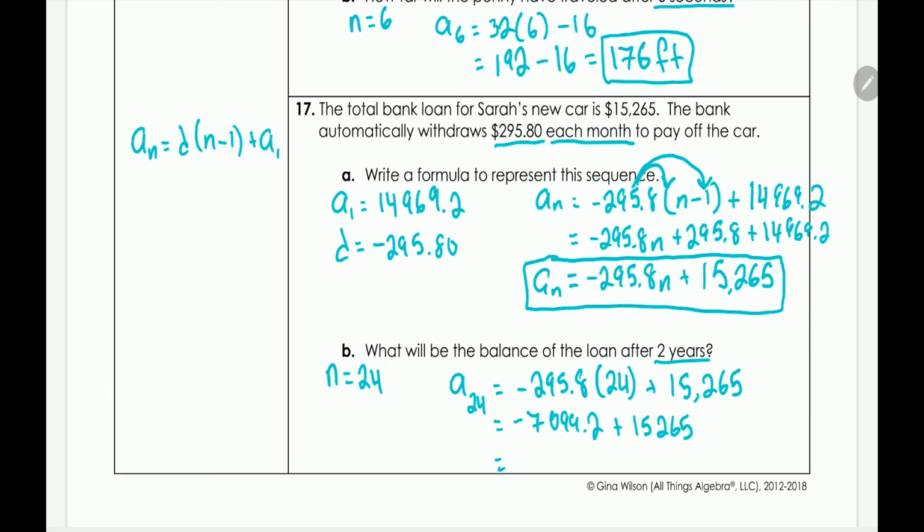After we add those two numbers together, negative 7,099.2 plus 15,265, that gives us the new balance of the loan: $8,165.80. And since this is a word problem, I need units, so I'm going to put that dollar sign. So we have A sub 24 is equal to $8,165.80. So that's going to be the balance of the loan after 2 years.